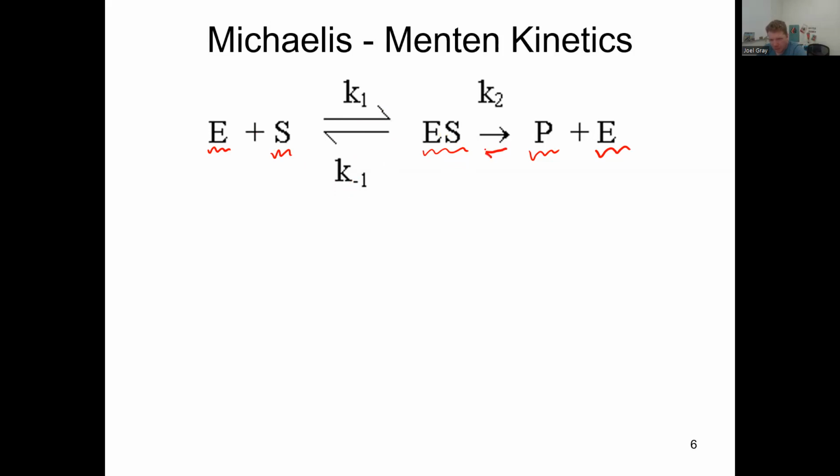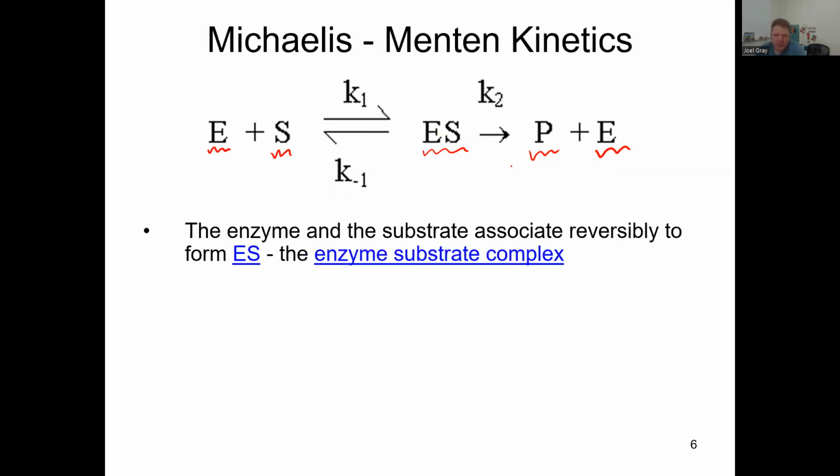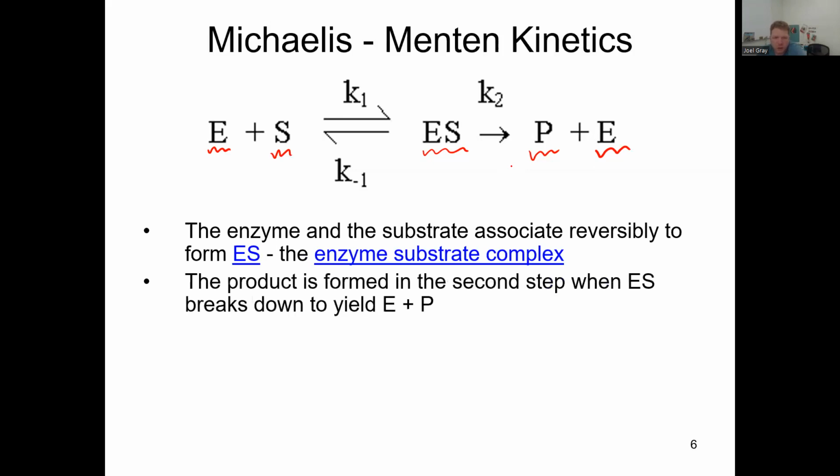There is also a K sub -2, but that requires our product and our enzyme to go back to the enzyme substrate complex. And this is basically omitted because the equilibrium shifts so far to the right that K sub -2 is essentially negligible. And so it's omitted. Now, the enzyme and substrate associate reversibly to form the ES complex, or our enzyme substrate complex. The product is formed in the second step when ES breaks down to yield E plus P, or P plus E. The organization of E and P, or P and E, does not matter.